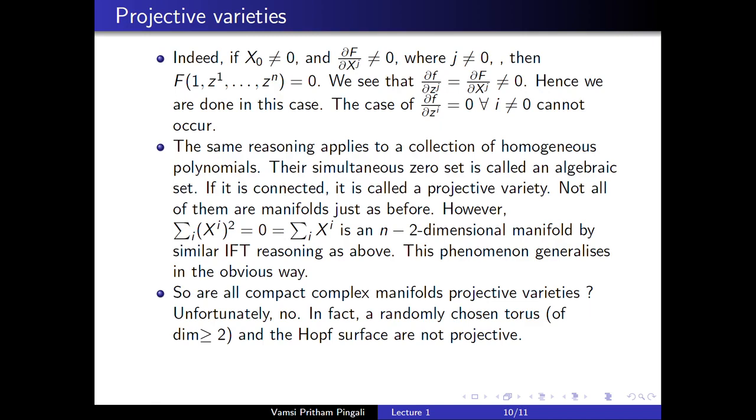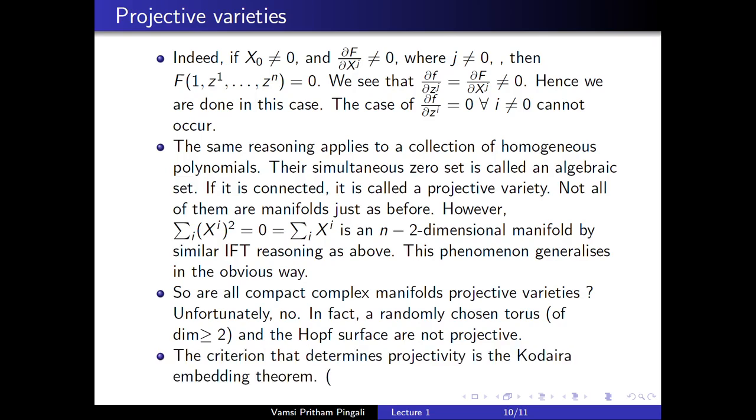But anyway, if you take a large enough dimensional randomly chosen torus, by randomly I mean genuinely randomly, you take the space of all tori and throw a dart at them, or if you take the Hopf surface, these are not projective. It's not obvious that they're not projective. It's a deep theorem. Well, at least this one is a little easier, but still it's not obvious. But they're not projective. So you have very simple counterexamples. So that raises the question, what compact complex manifolds are projective?